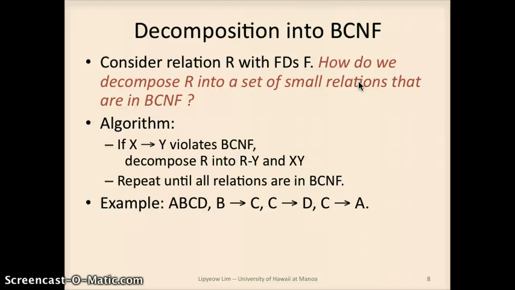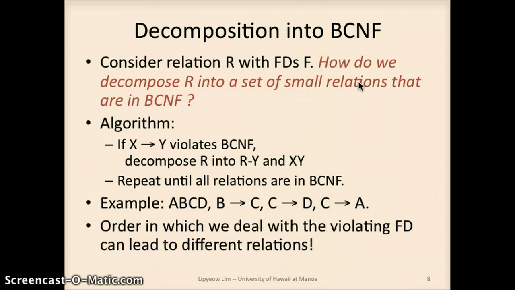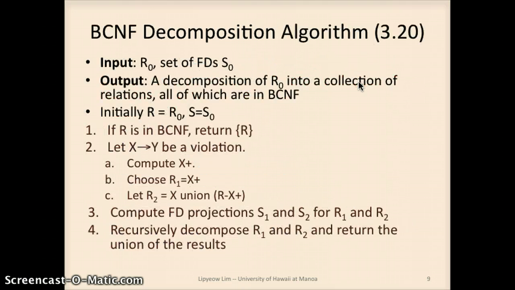So for example, if you have a table ABCD and you have the FDs B determines C, C determines D, D determines A. Well, first you have to find the key, and then after that you have to check which of these violate BCNF, and you start pulling them out into their own relations. Now note that the solution is not unique because it depends on the order in which you deal with the violating FDs.